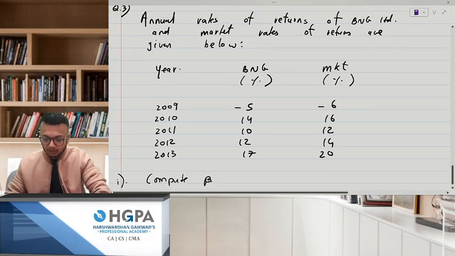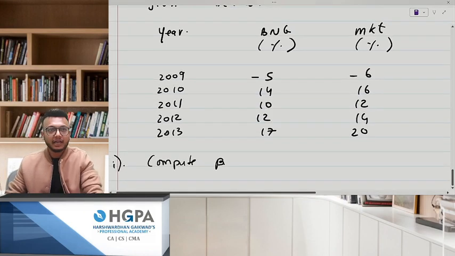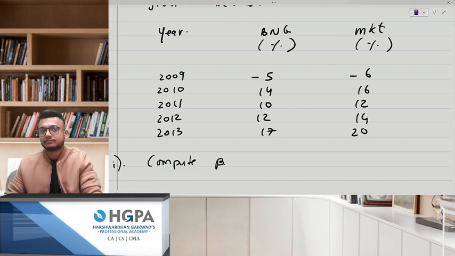Okay, now you tell me one thing, you have to compute beta. How many formulas do you have? 3. What will you use? Second formula: standard deviation of security upon standard deviation of market into R. So for the second formula, you need to compute R, you also need to compute standard deviation of security, and standard deviation of market. Why can't you use the first one?